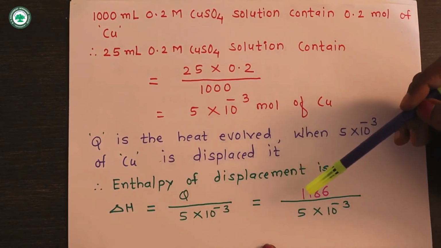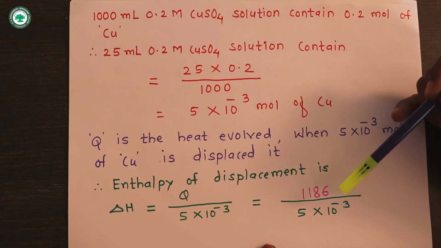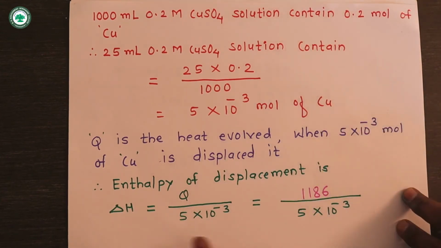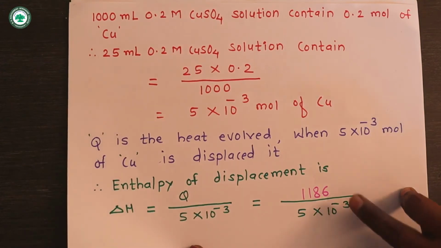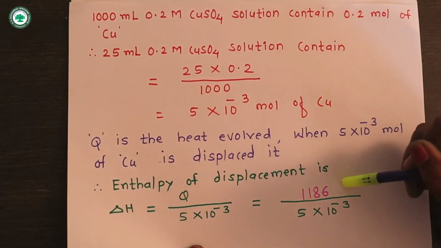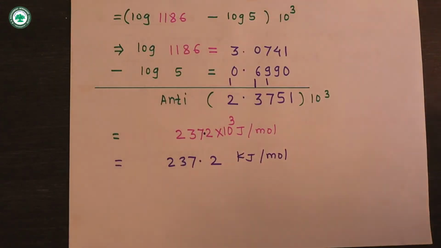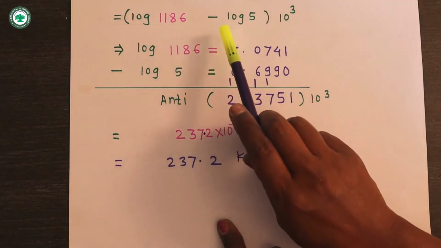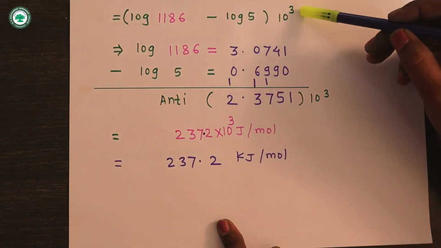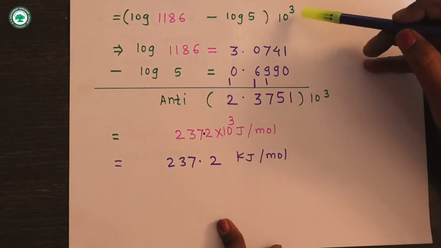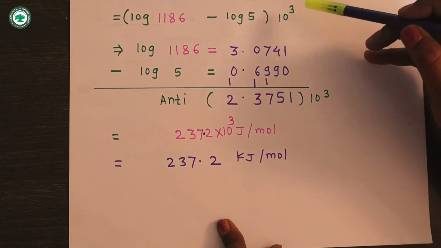and we have just found the value of Q, 1186 joule, divided by 5 into 10 raised to minus 3. Now division is there, so we have to do the subtraction of the logs of both these terms. Now let us consider the next step of calculation, log of 1186 minus log of 5 into 10 raised to minus 3. This 10 raised to minus 3 in the denominator will become 10 raised to plus 3 in the numerator.